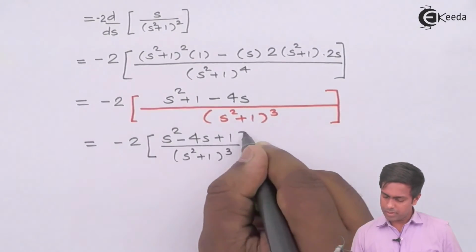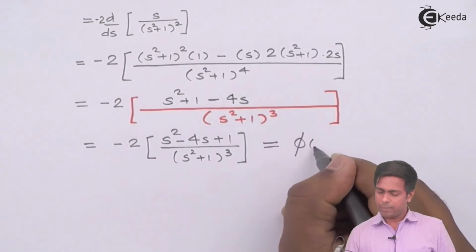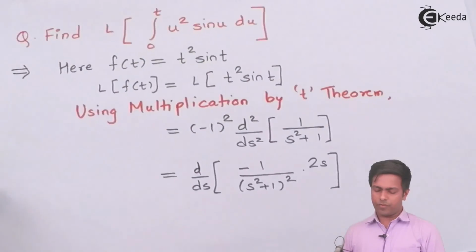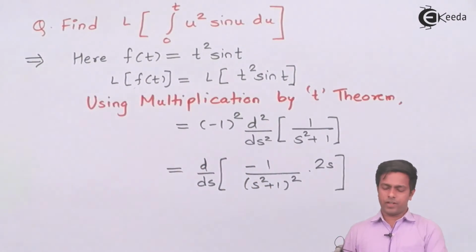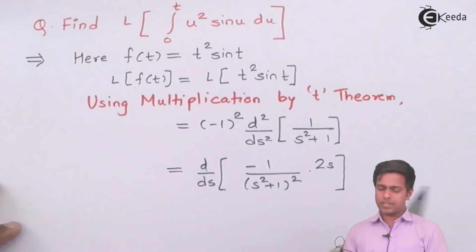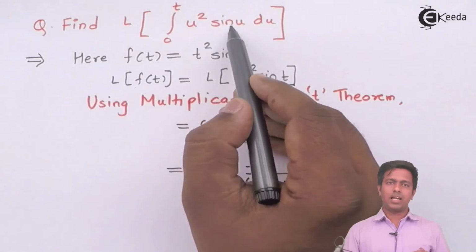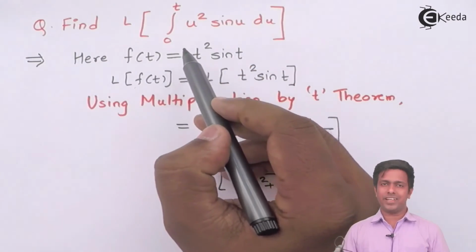And guys, this is nothing but my phi of s, because this is the Laplace transform of this f of t. So the Laplace transform of f of t is phi of s, hence I call this phi of s. Now guys, as I got the Laplace transform of this t square sin t, which is nothing but u square sin u, now I can apply the Laplace transform of integral.